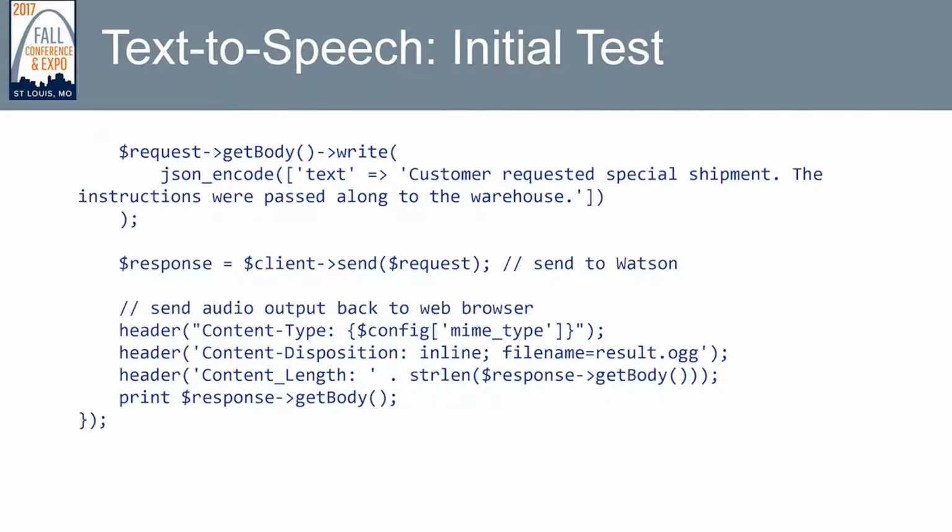Here, this request variable is my HTTP request that I am building to send to Watson. And I'm going to get back a response here. So I'm sending my configured request. My client is just my HTTP client that I'm using. Sending it to Watson, I get back my response.